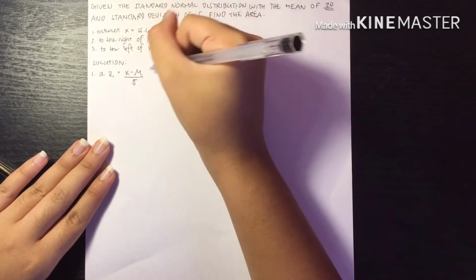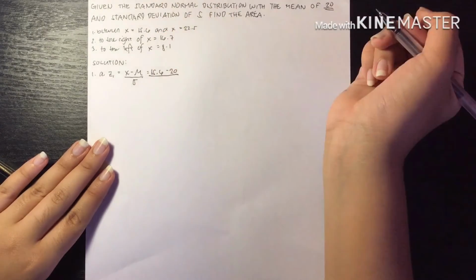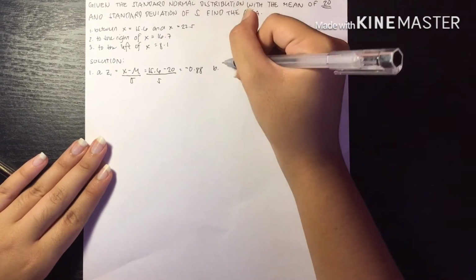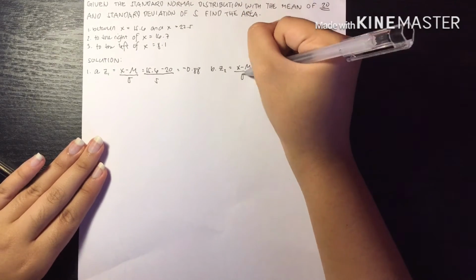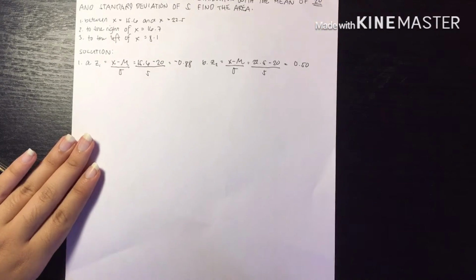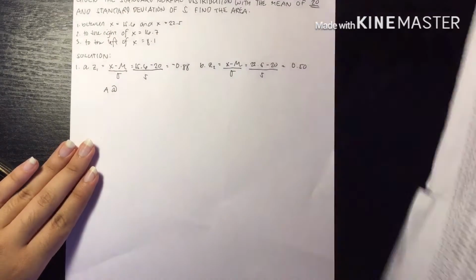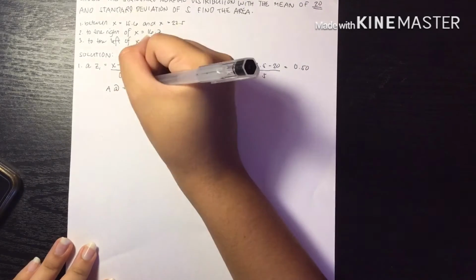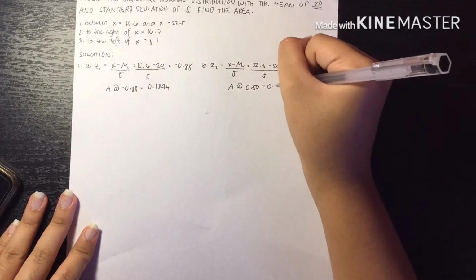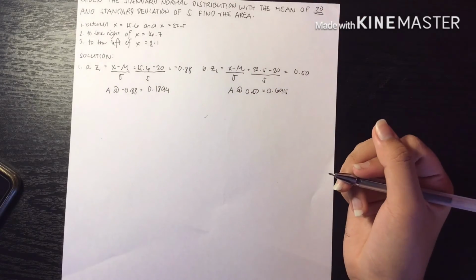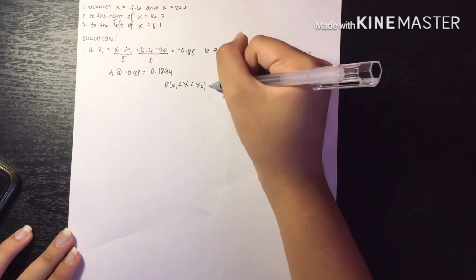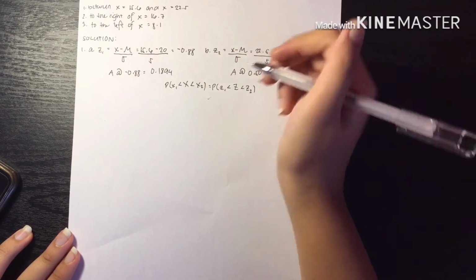Let's start with number 1. We first find the z-score using the transformation formula. Substitute the first given variable x with 15.6 and the mu, aka the mean, with 20. Then, the standard deviation of 5. Calculate it and that's your first z-score. Do the same with the second given variable, substitute, then calculate. Then, you finally found both z-scores.